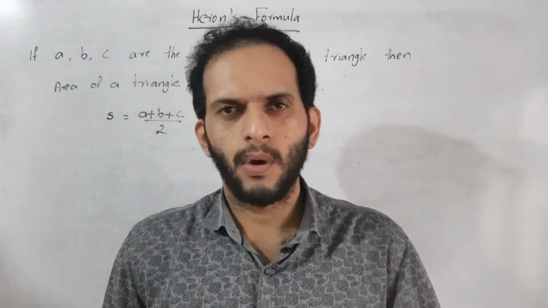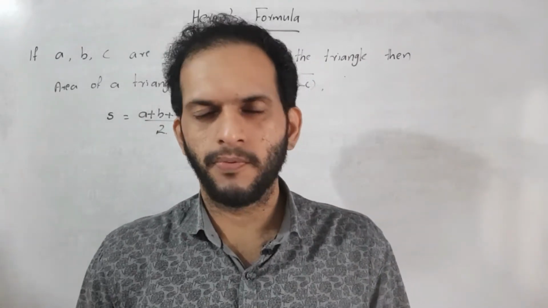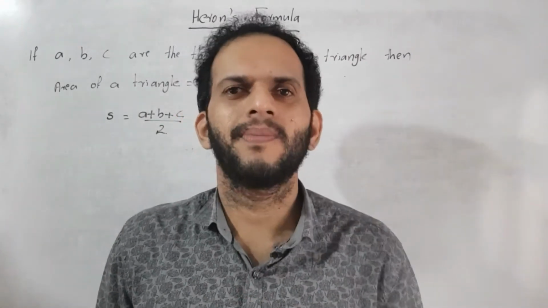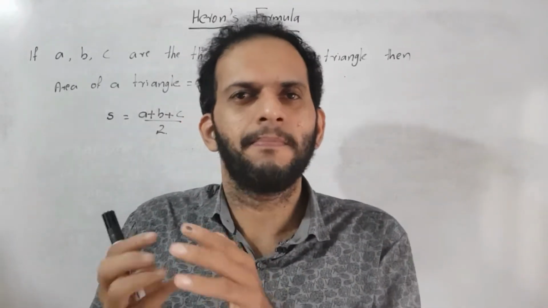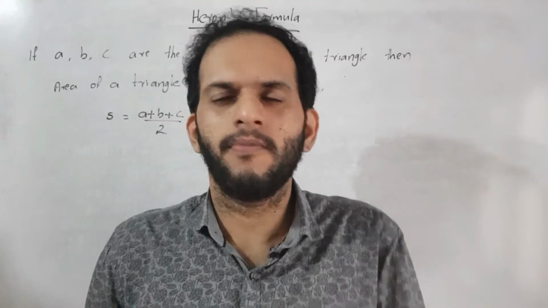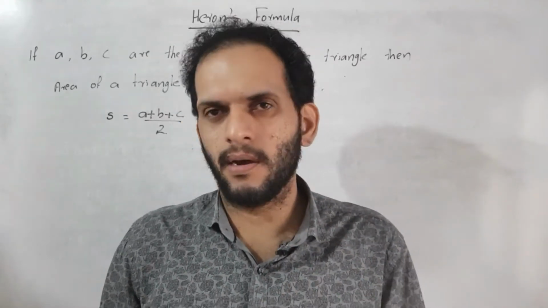Here we are discussing our next chapter. The chapter is Heron's formula. Heron's formula is a formula introduced by the great mathematician Heron for finding the areas of triangles.